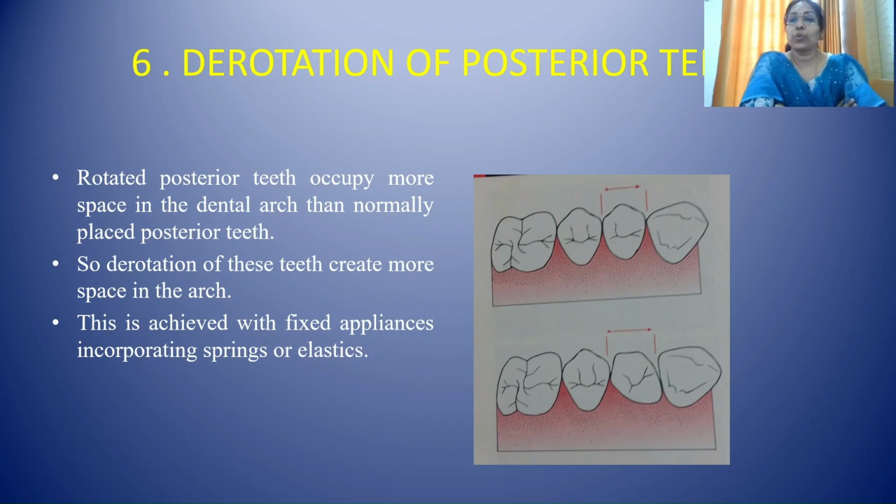Next is derotation of posterior teeth. Okay, the next method of gaining space: rotated posterior teeth will occupy more space in the dental arch than normally placed posterior teeth. So derotation of these teeth creates more space in the arch. Okay, so this is achieved by using fixed appliances. Okay, that is a couple is used during fixed appliance therapy, where two elastics are placed in the opposite and parallel direction for the correction of rotation of the posterior teeth.